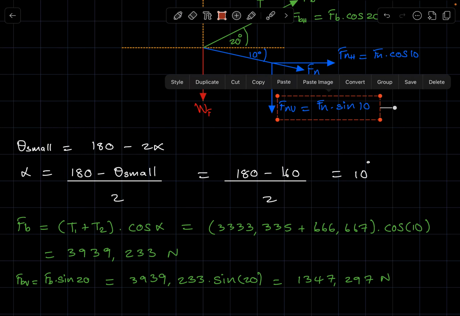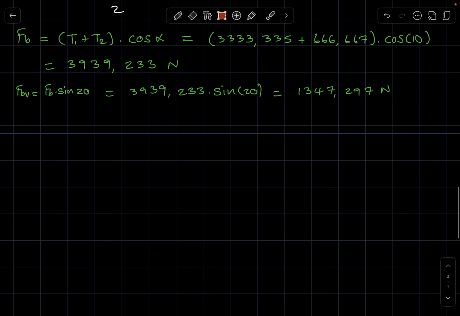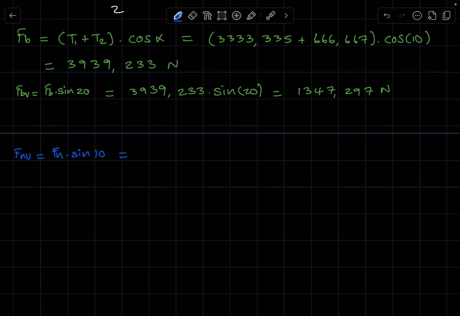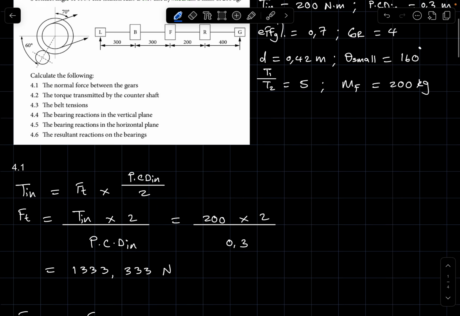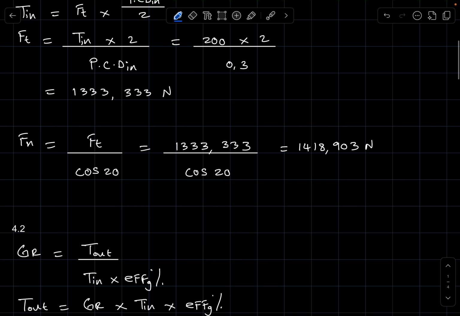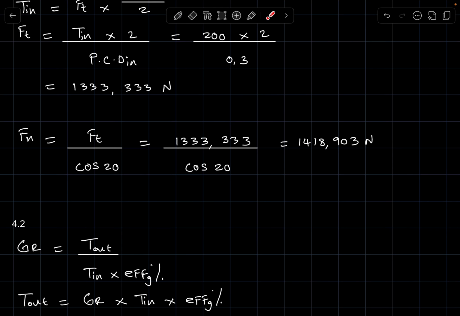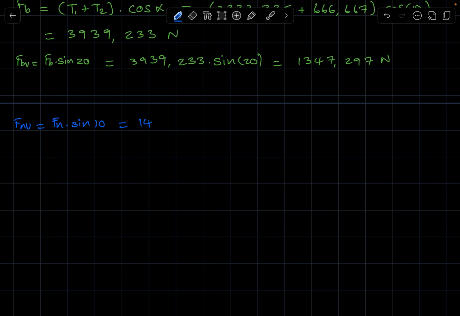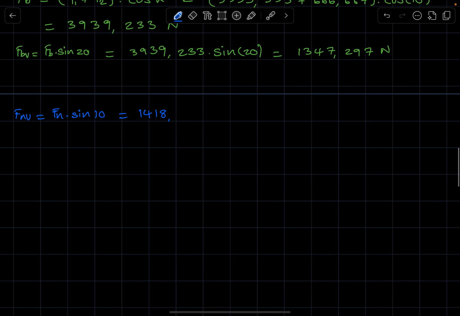Right, so calculating this component of the normal force. The normal force, remember, we calculated right at the beginning. So this here is our normal force. So normal force is 1418,903 sine 10 degrees, and this is equal to 246,390 newtons.